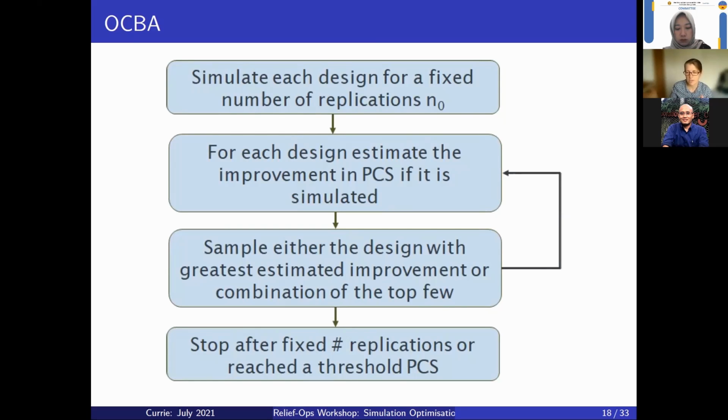And you can kind of see, if you've got a design which is clearly a poor performer, sampling it one more time is not going to help improve the probability of correct selection very much. Whereas if you've got one that looks very good and has got high variability and you're not really quite sure, but it looks like it could be one of the best ones, sampling that one more time will give you lots of information, and so will improve that probability of correct selection more.